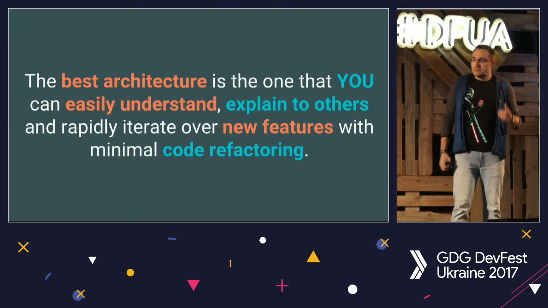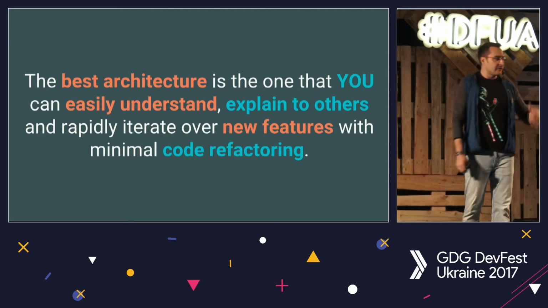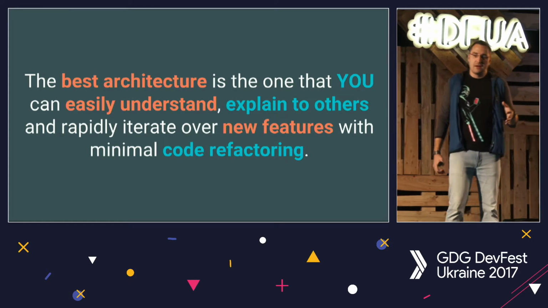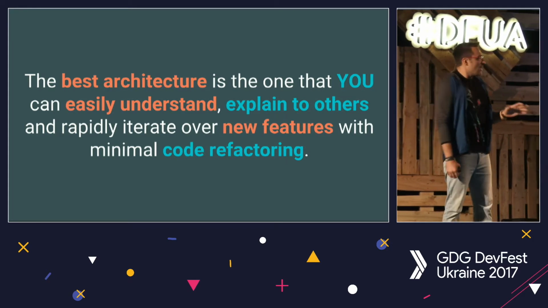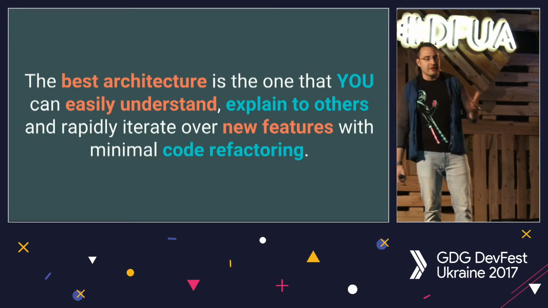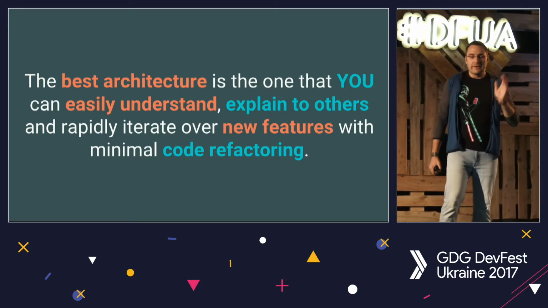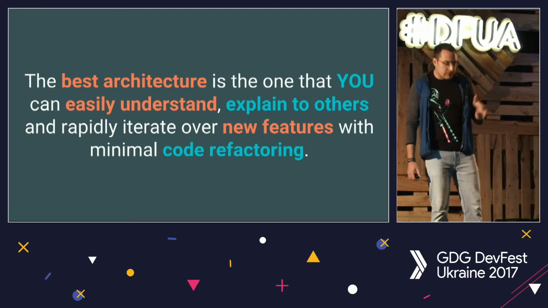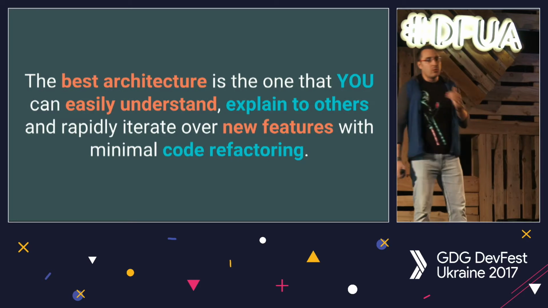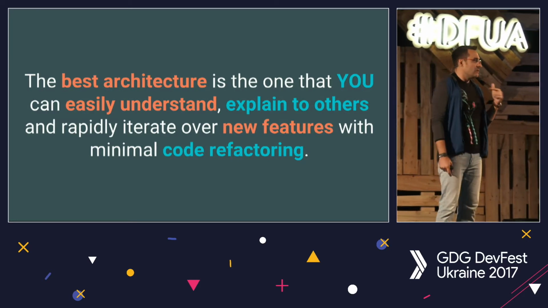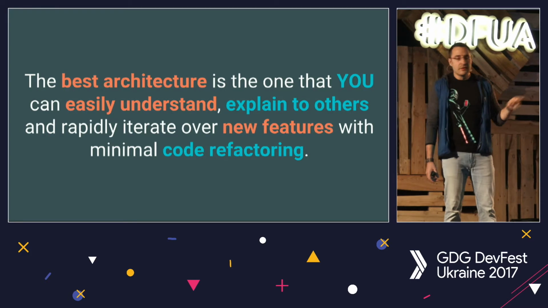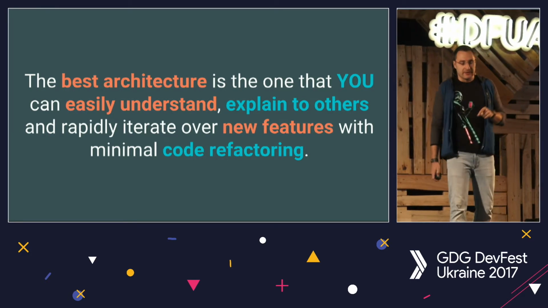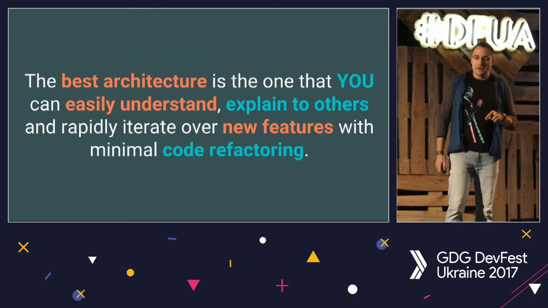But having shown so many different applications and different architectures that people create, I truly believe that there is no one solution for everyone. It's always about who the developer is and what is best for him. So basically, the best architecture is the one that you can easily understand, explain to others, and make changes to very, very quickly. Okay? This is the best architecture.